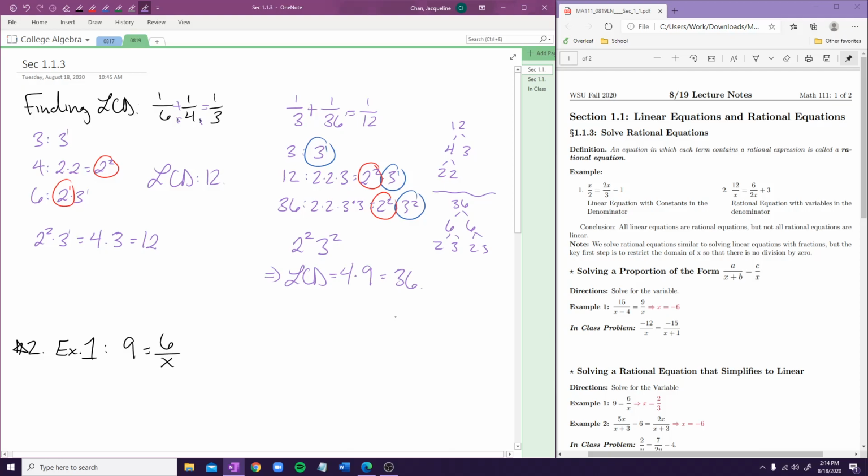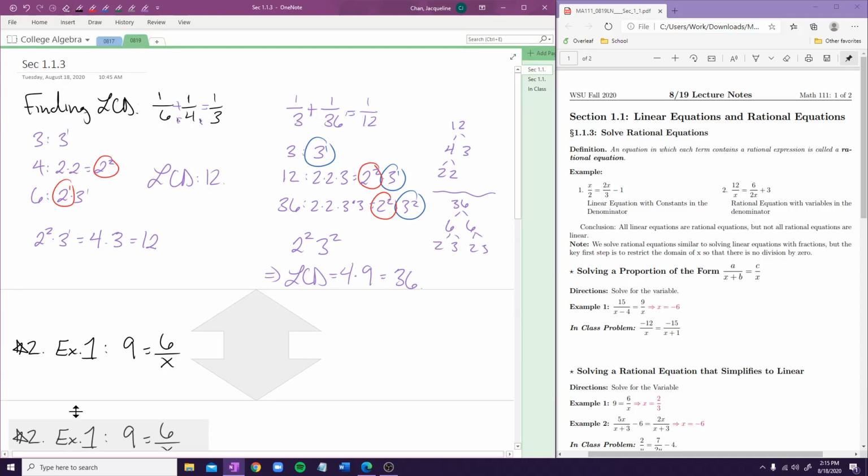So now, let's change gears a little bit and talk about section 1.1.3, which is solving rational equations. So what is a rational equation? It's an equation where each term contains a rational expression. For example, we have x over 2 is equal to 2x over 3 minus 1. This is called a linear equation with constants in the denominator. How is this linear?